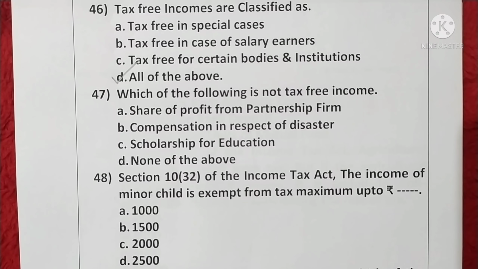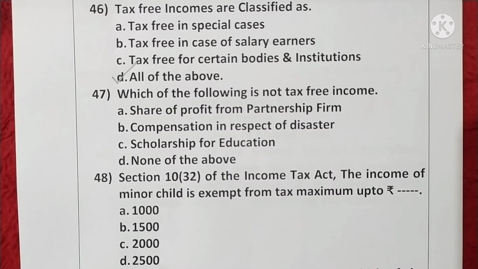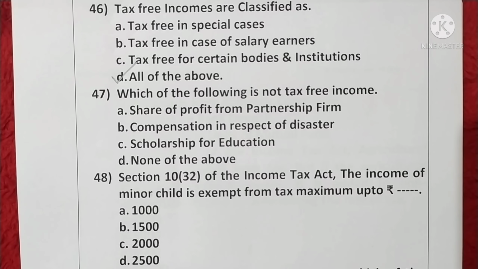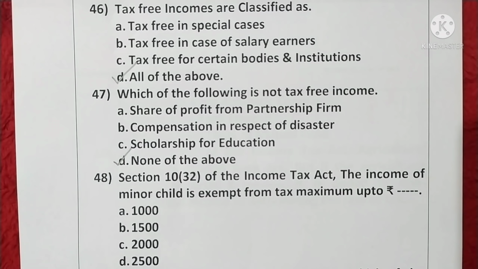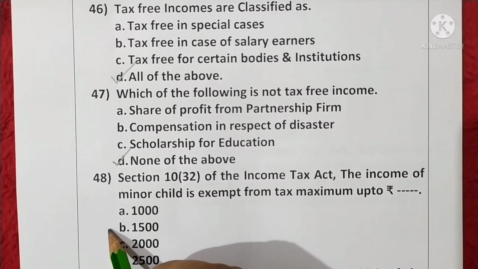Question 47. Which of the following is not tax-free income? Options are given: share of profit from partnership firm, compensation in respect of disaster, scholarship for education, none of the above. Here, first three incomes are tax-free. Therefore, none of the above is correct answer. Option D is correct one. Question 48. Section 10(32) of the Income Tax Act, the income of minor child is exempt from tax maximum up to rupees dash. It is exempt from tax maximum up to rupees 1,500. Option B is correct one.